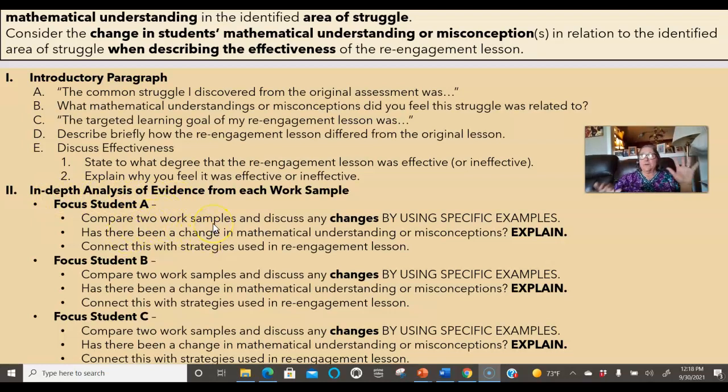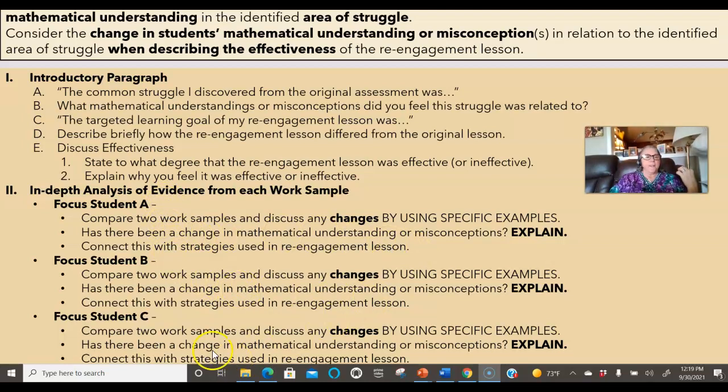Compare work samples, the original to the new, and discuss changes by using specific examples. Quote the work sample, point to the work sample. I can't emphasize that enough with you guys. Has there been a change in mathematical understanding or misconceptions? Explain. What's the change? Why do you think there's a change? Connect this to the strategies used in the re-engagement lesson. You're going to do that with A, B, and C.